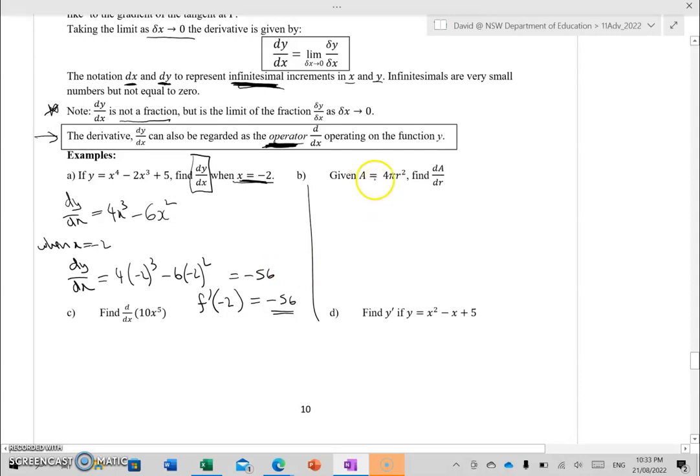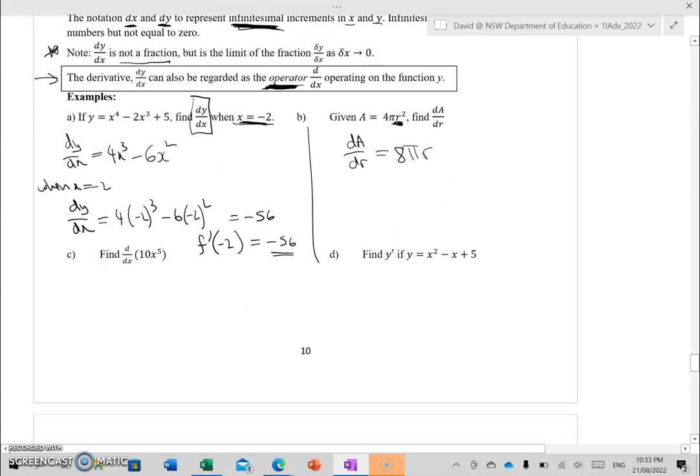Next one. So given A is that, find dA dr. So we're differentiating A. This is saying differentiate A with respect to r. That's how we say it. Differentiate A with respect to r. So basically we differentiate just like normal. Pi here is just a constant number, so we just treat it like a normal constant. Instead of differentiating x's, we're differentiating r's here. So we bring down the power of r, so that'll be 4 times 2 is 8, and we minus 1 from the power. So that'll be 8 pi r to the power of 1, or just 8 pi r.